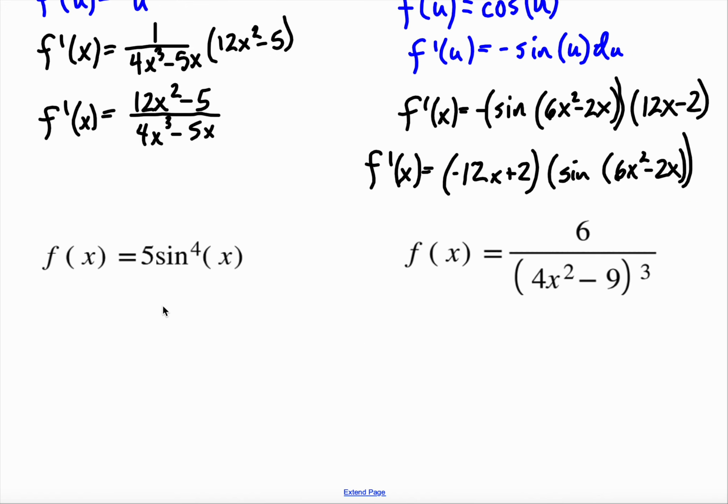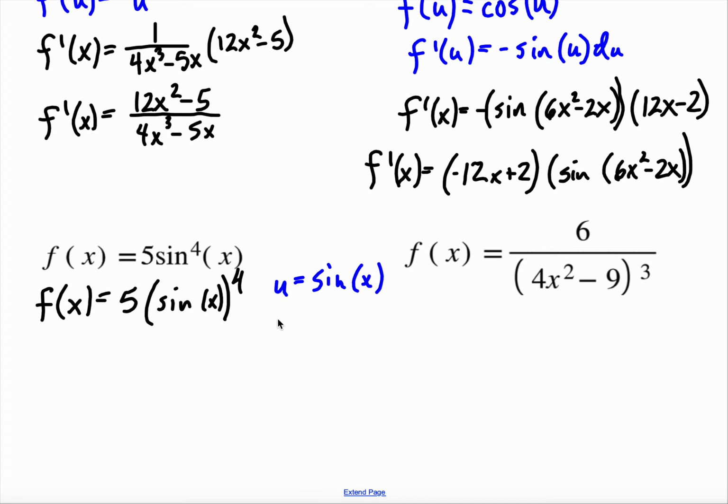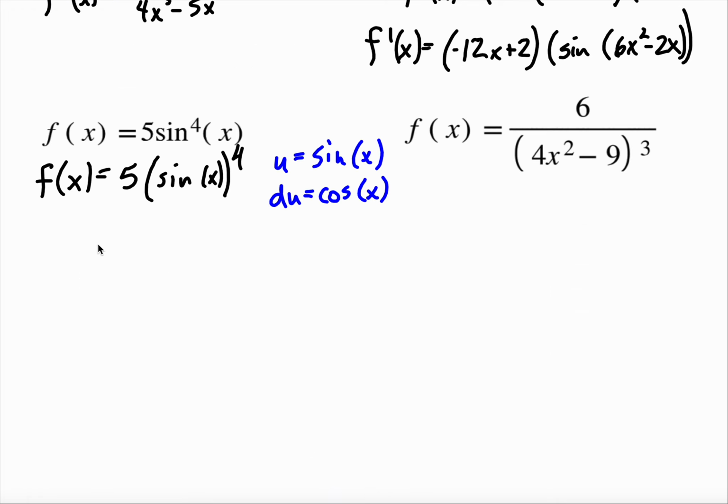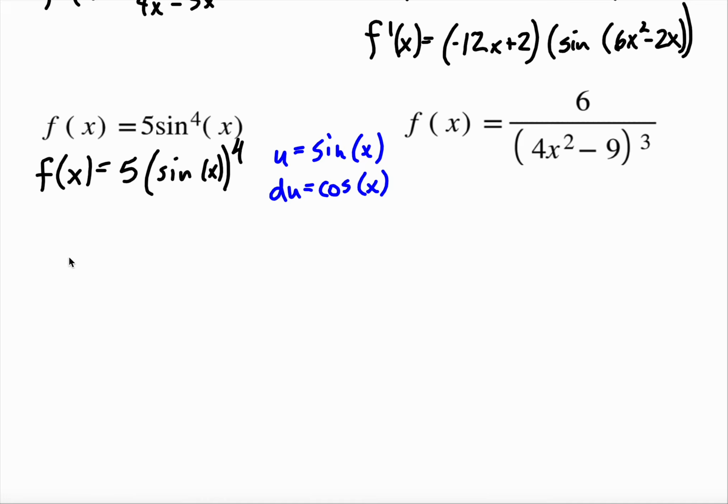Okay, let's look at this one. This is a good example because you have to rewrite it before you can consider what to do with it. When you see sine to the power of 4x, what it really means is sine of x to the 4th power. So my u is going to be sine of x, and then my du is going to be cosine of x. And now we can write this in terms of u.